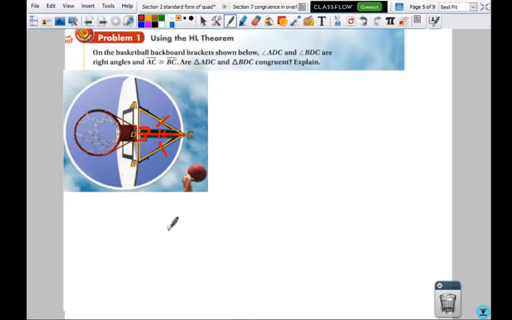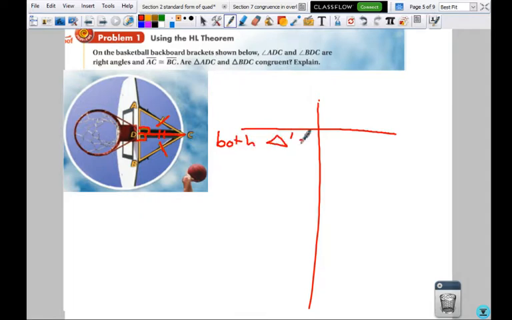So, if I'm going to make my two-column proof, I make my columns here. You can just say both triangles are right. So, for the hypotenuse leg, I'll let you say both triangles are right, and then our reason for this is just given. And then we have to keep going through.